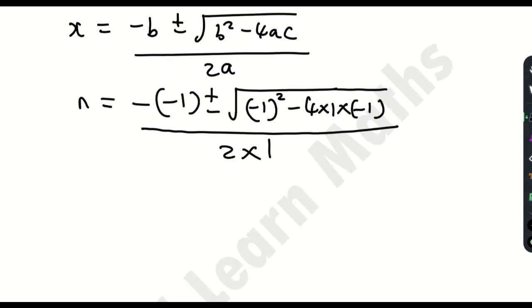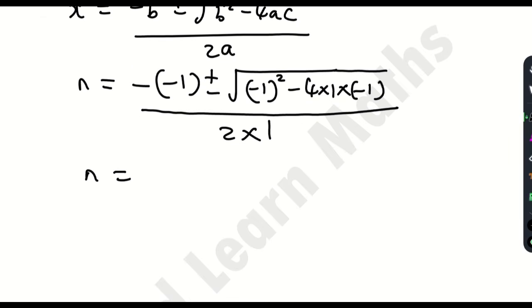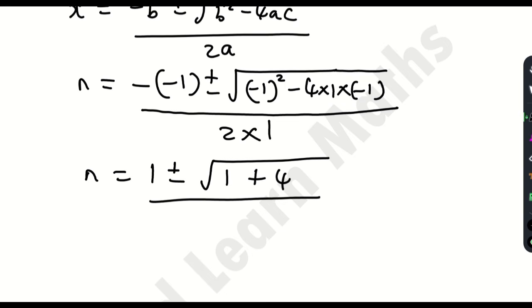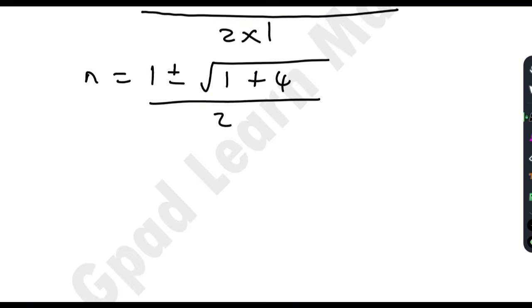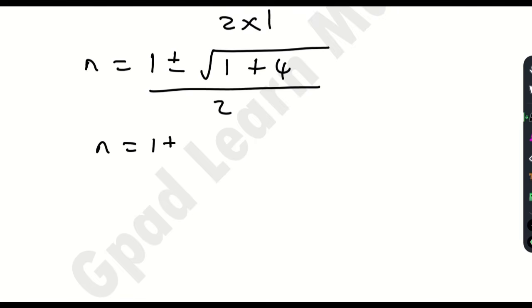And then n is equal to, see, minus times negative 1 is 1. And then what's this? This is negative 1 squared. That's going to be 1. So what is negative 4 times 1 times negative 1? That's plus 4. So all divided by 2 times 1, which is 2. Are you with me? So n is equal to 1 plus or minus the square root of, what is 1 plus 4? Isn't that 5? Then over 2.